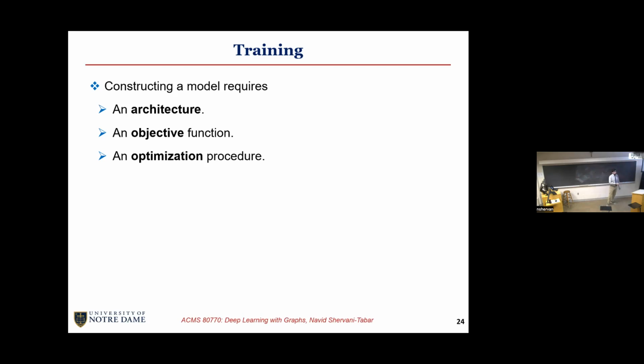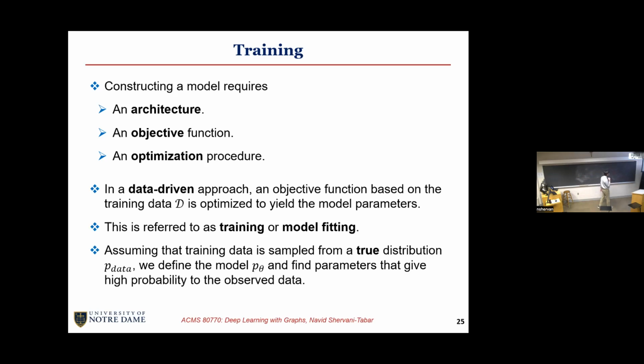So we need some objective, and then when we have that objective, we need some optimization algorithm that takes that objective, and then based off of that, it optimizes the model parameters. So we will next go over these. In a data-driven approach, where we have some data, and we want to learn parameters of the model based off of this training data, we call finding the parameters of the model training or model fitting.